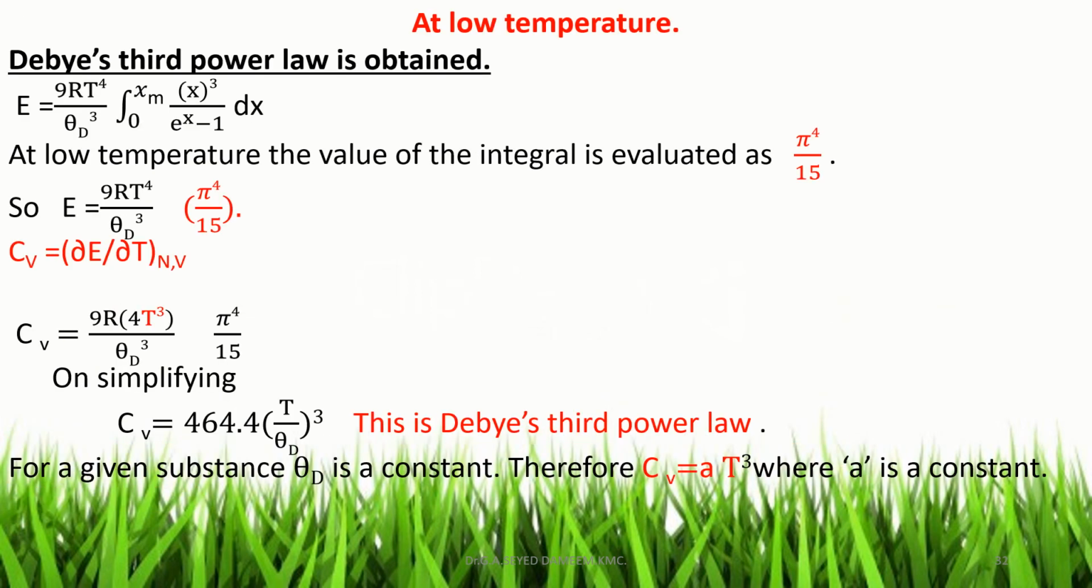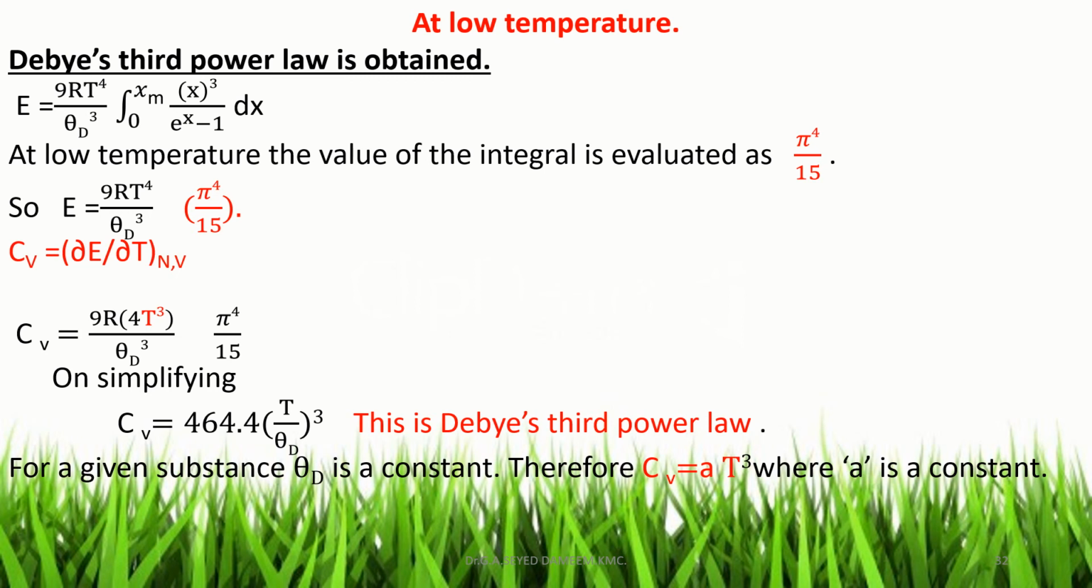Now at low temperature, Debye's T cube law is obtained. So the energy equation 9RT power 4 divided by θD cube integral 0 to xm x cube divided by e^x minus 1 dx, that is the energy integral equation. Now at low temperature, the value of the integral is evaluated as π power 4 divided by 15. So on substituting the value of the integral in the above equation, E is equal to 9RT power 4 divided by θD cube times π power 4 divided by 15.